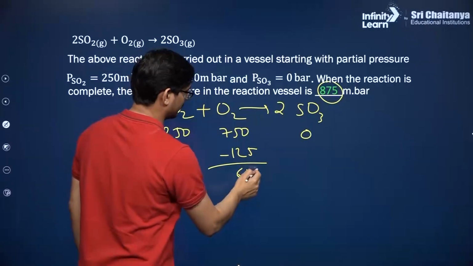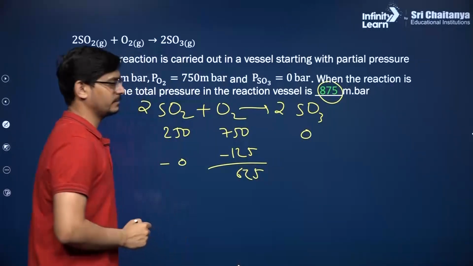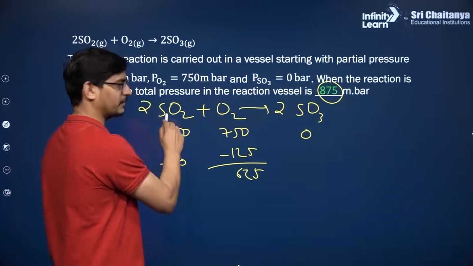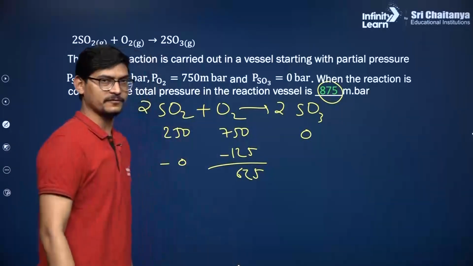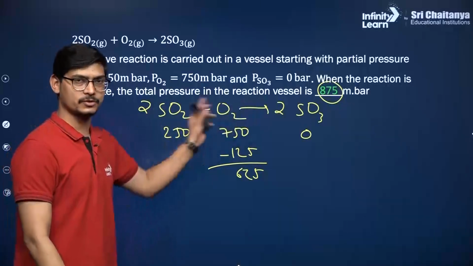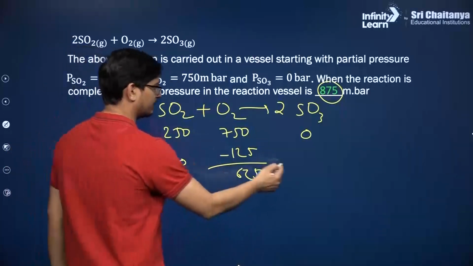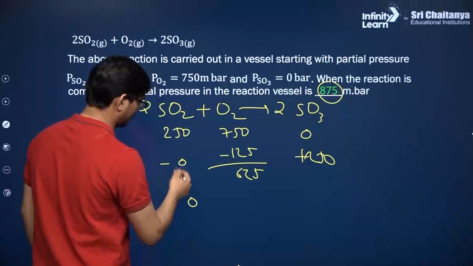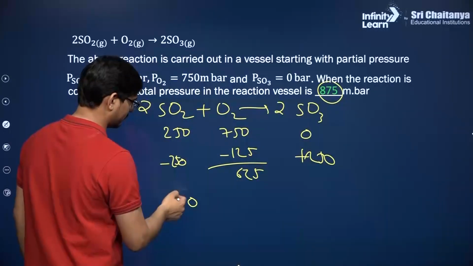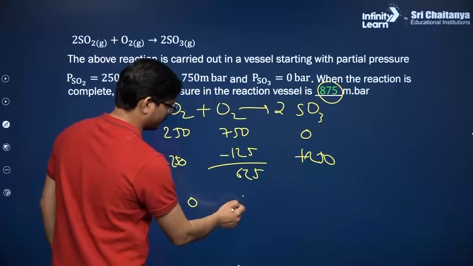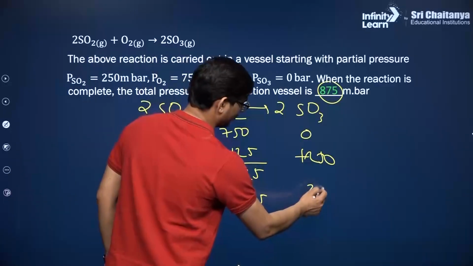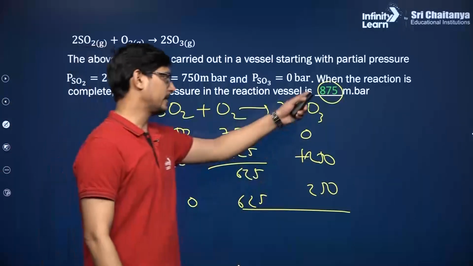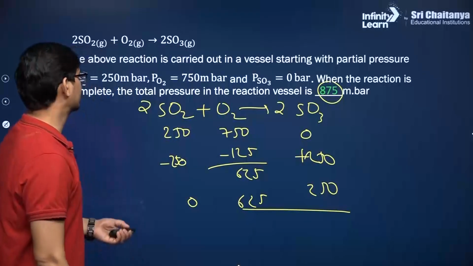So for 250, 125 will react. So this will be 625, right? Whatever the amount of sulfur dioxide reacts, the same will be the amount of SO3 formed, because they're in the same stoichiometric ratio, 2:2. So if 250 reacts, it will be plus 250. This will be minus 250, guys. At equilibrium, it will be zero. It will be 625 and it will be 250. So the total pressure will be 625 plus 250, that is 875. That is the correct answer to this question.